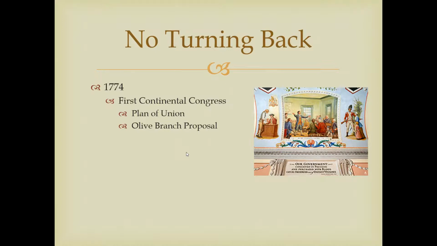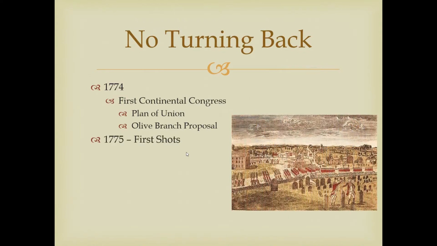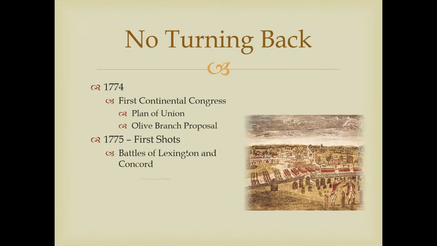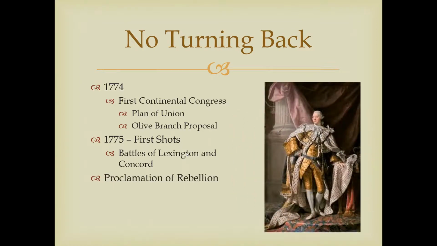This olive branch proposal doesn't really gain any traction, and pretty soon it's clear that there's going to be war. In 1775, you have the first shots of the American Revolution at Lexington and Concord, and pretty soon after this, King George III creates the Proclamation of Rebellion that basically says that anybody in rebellion or aiding rebellion is guilty of treason and will be executed.